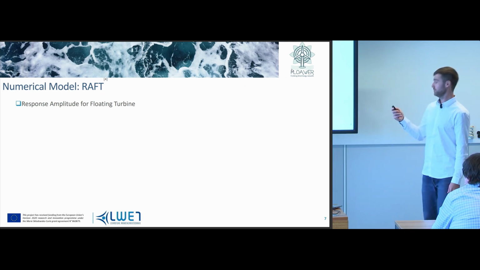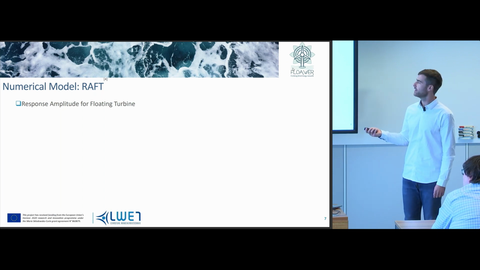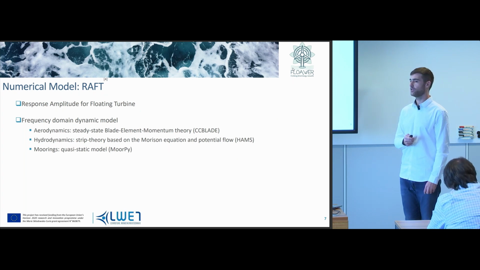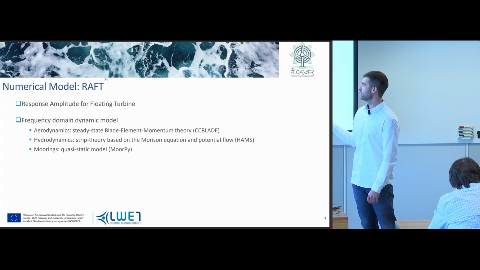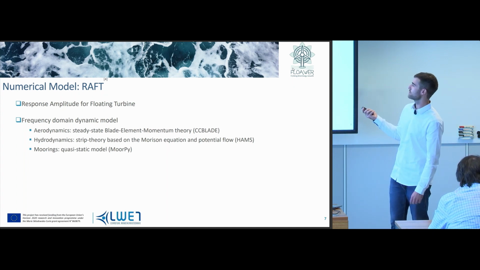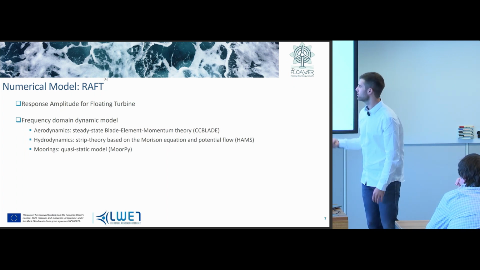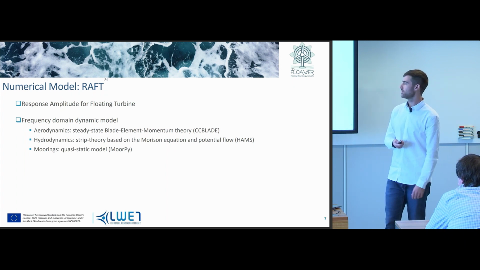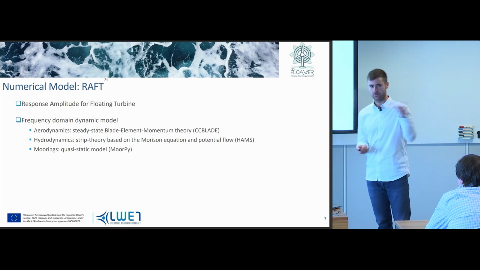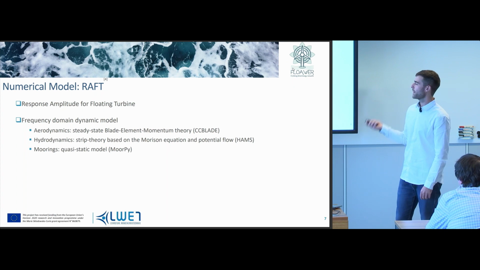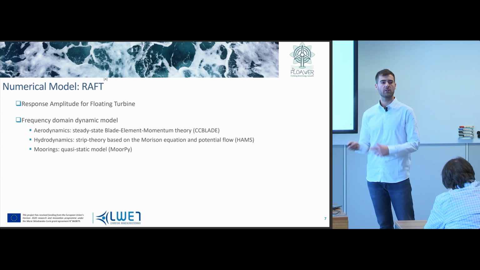So we use the RAFT model, the response amplitude of floating turbines. It's a code developed by NREL. It's a frequency domain dynamic code, so it includes all the systems of a floating wind turbine. The aerodynamics use a quite classical method, a steady-state blade element momentum, using CCBlade, another open source code. The hydrodynamics are based on strip theory, so the Morison equation, but you can also use potential flow using HAMS, the software mentioned a bit earlier. And the moorings are a quasi-static model given by MoorPy, which is a Python adaptation of MoorDyn.